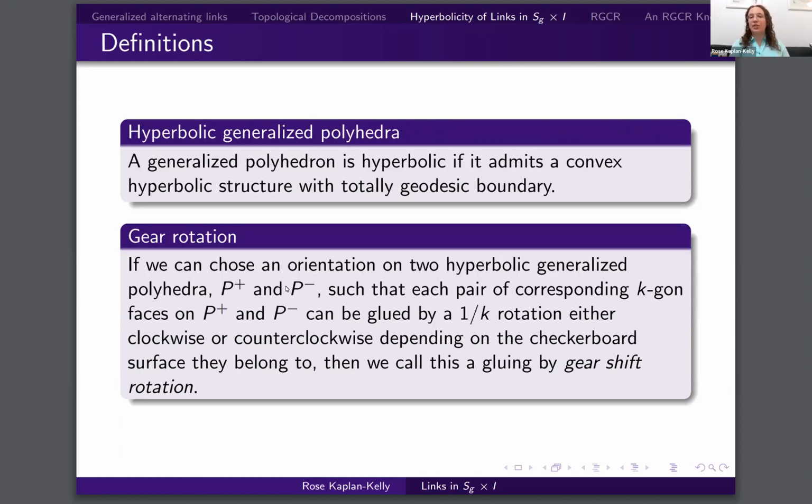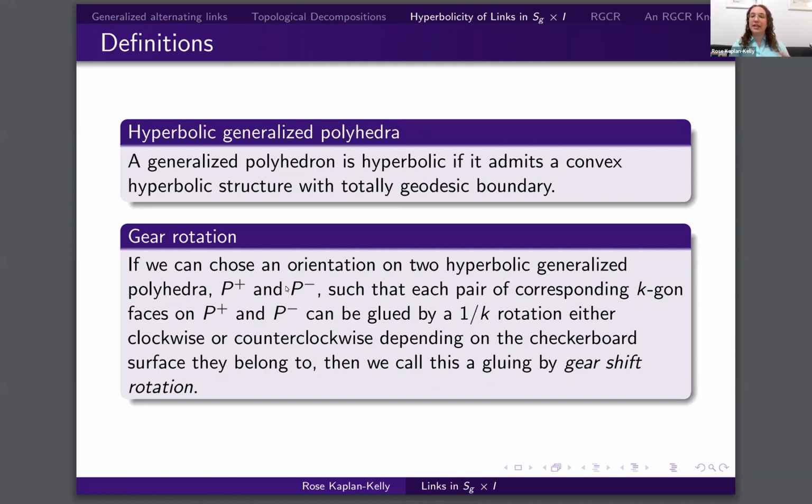So now we need this notion of hyperbolic generalized polyhedra. So our generalized polyhedra with a convex hyperbolic structure. And we're going to say that it has to have totally geodesic boundary. The reason for that is that we want to have just one unique complete hyperbolic structure, and that will allow that to happen.